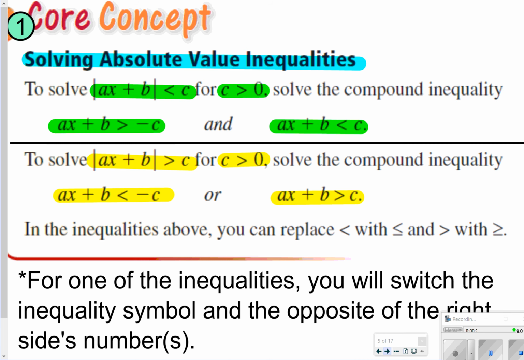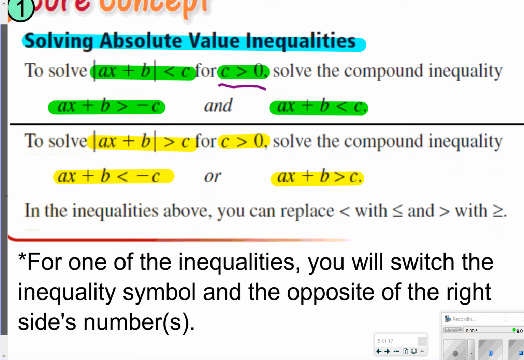First thing we want to know is what happens when we solve absolute value inequalities. So for the first one, it says to solve the absolute value of ax plus b when it's less than c, and c has to be bigger than 0. That's an important part. You're going to solve the compound inequality ax plus b is greater than negative c and ax plus b is less than c. So notice we kept it the same for one of them, and then we just switched the inequality symbol and the opposite of the number.